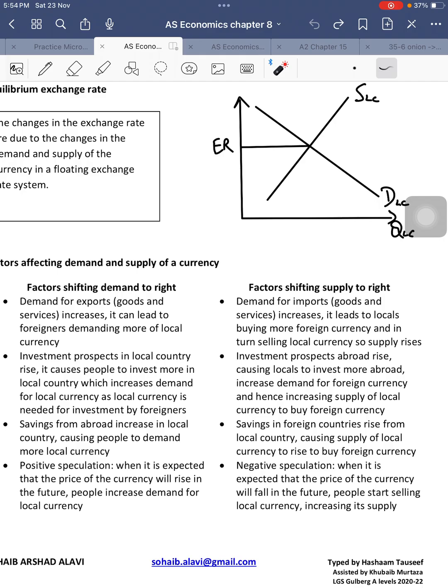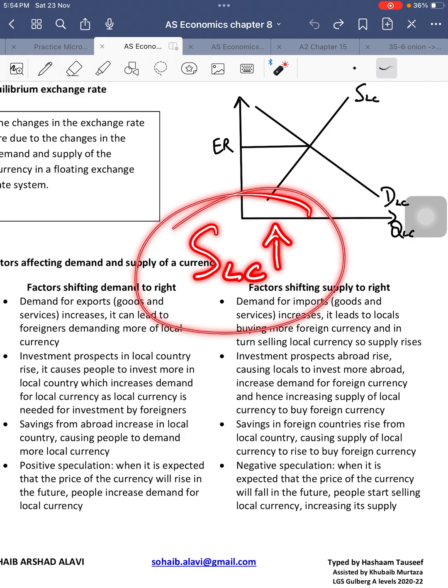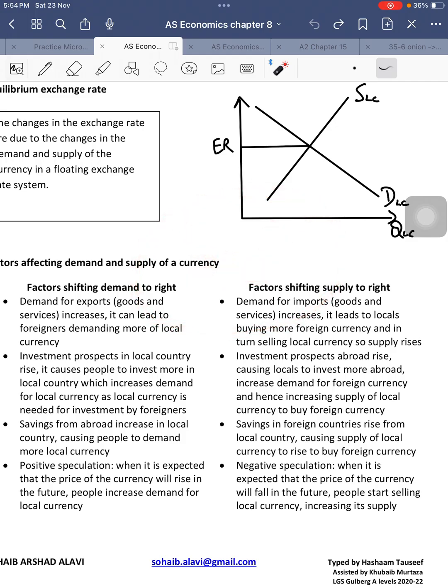Number two, if investment prospects in foreign countries, for example Dubai, have risen, Pakistanis want to invest in Dubai. What will they do? They would obviously buy the UAE currency, right? And in return, they'll sell the rupee, which would mean there will be an increase in the supply of the local currency. A rightward shift in the supply curve for the rupee.